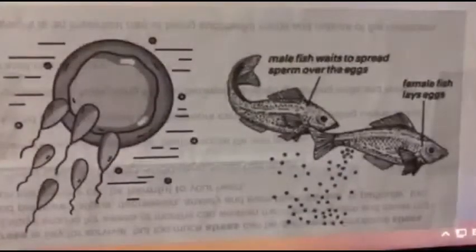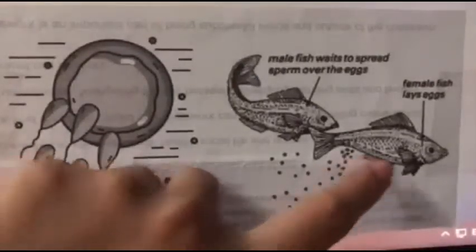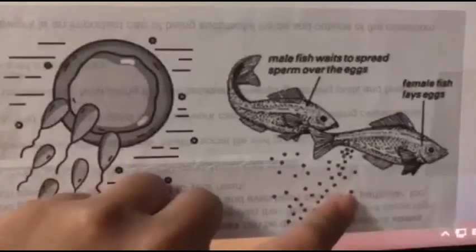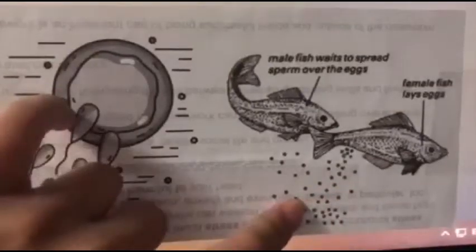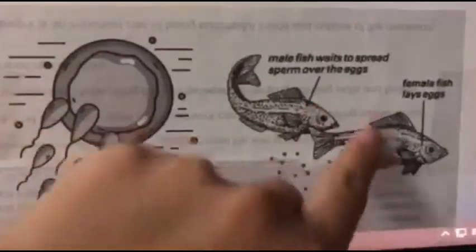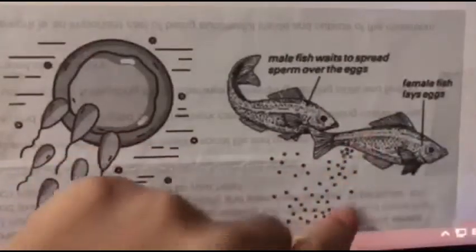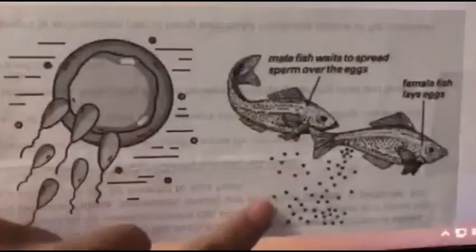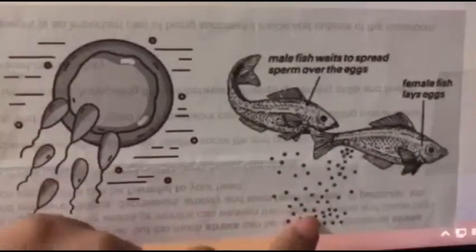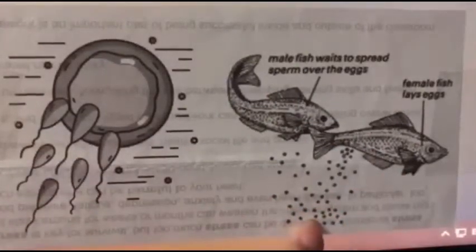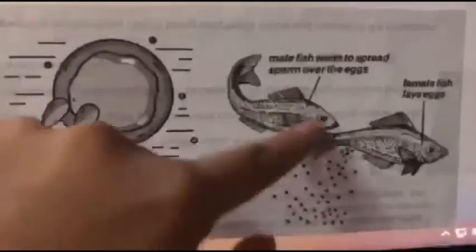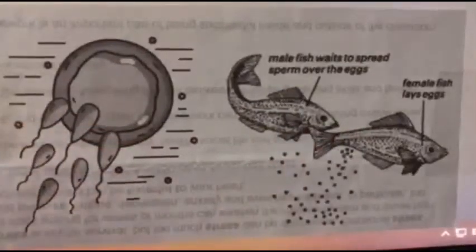Then the sperm requires to swim towards the cell. So let's say the cell is released, and the sperm swims toward it, and then it fertilizes outside the body. Examples of this are fish and amphibians.